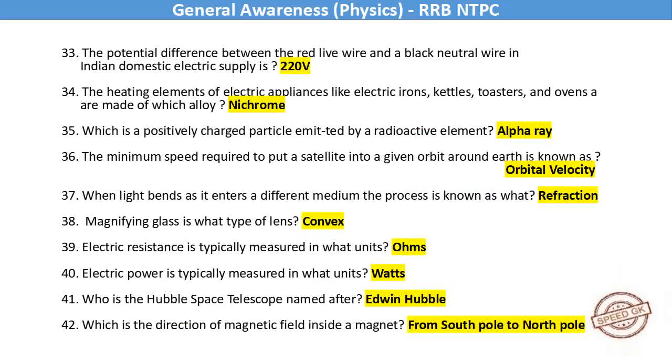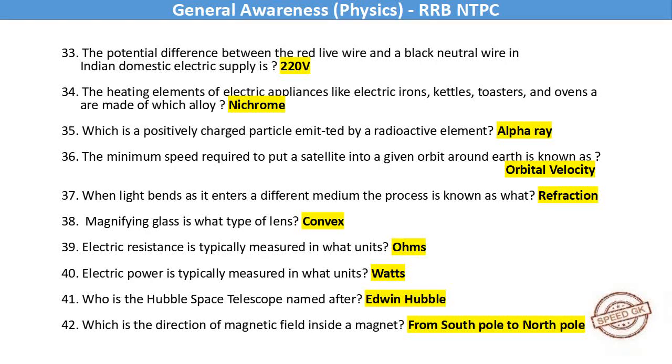The potential difference between the red live wire and a black neutral wire in Indian domestic electric supply is 220 volts. The heating elements of electric appliances like electric irons, kettles, toasters and ovens are made of which alloy? Nichrome. Which is a positively charged particle emitted by a radioactive element?